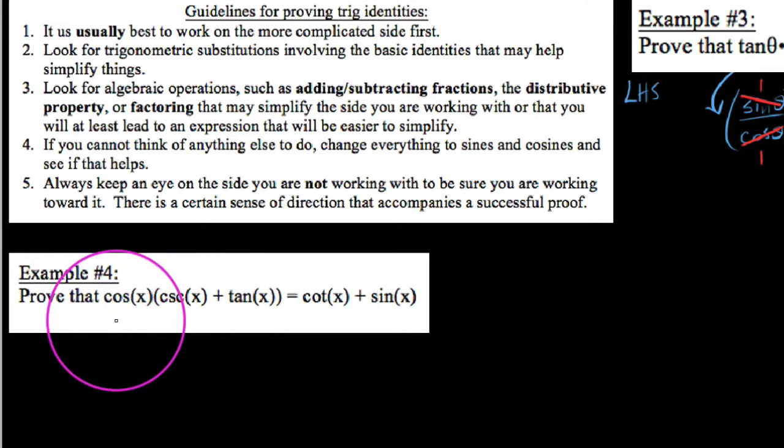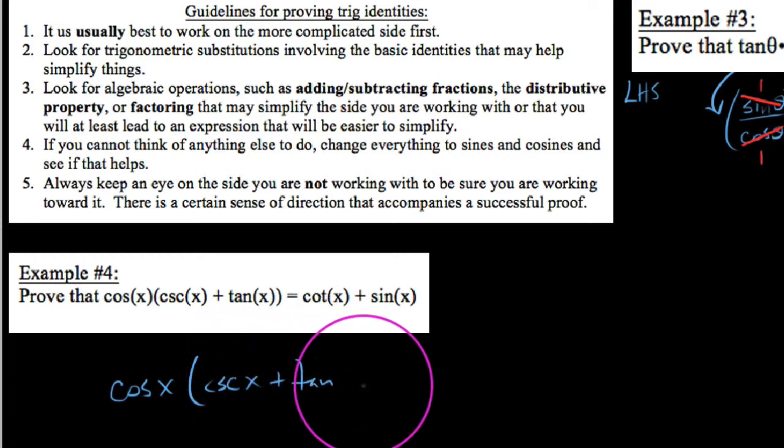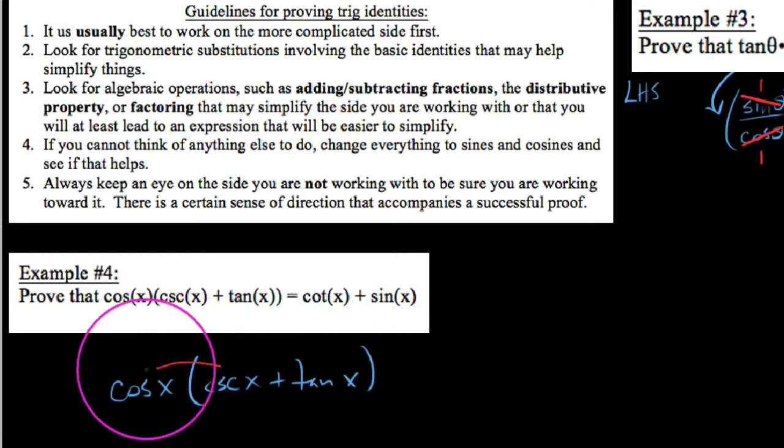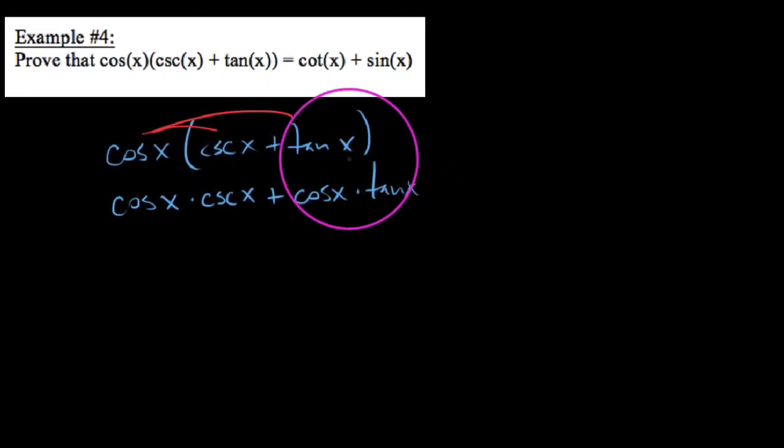Okay, so in terms of the left side, I look up here at directive number 3, but basically look for any algebraic operations such as distribution, which we can do here. Okay, you see that the cosine of x, if we took cosine of x times cosecant x plus tangent of x, choosing to work with the left side, we could rip this through using distribution and rewrite this entire expression then on the left as cosine times cosecant, plus now cosine of x times tangent of x. Okay, so that's our distribution there.